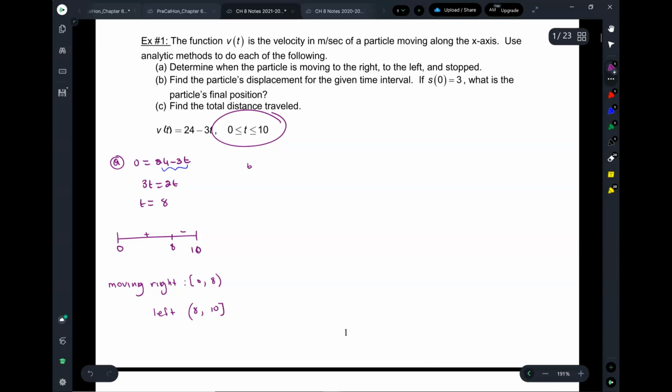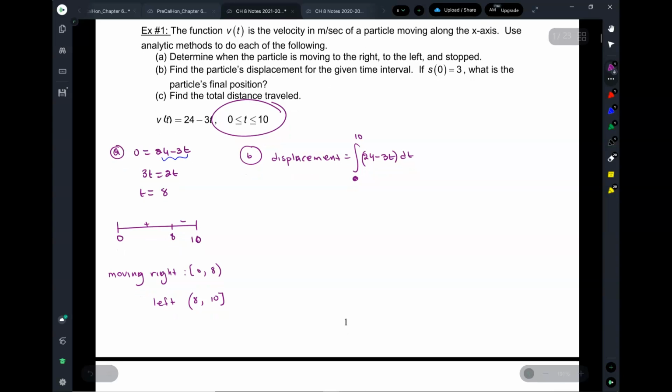So part B. Find the particle's displacement for the given interval. Yeah. So displacement. If s of 0 equals 3, what is the particle's final position? Okay, so the displacement is the integral from 0 to 10 of 24 minus 3t dt. Okay? So, what does that give me? If you do it, it's 90 meters. Okay? Okay, so what does that mean?